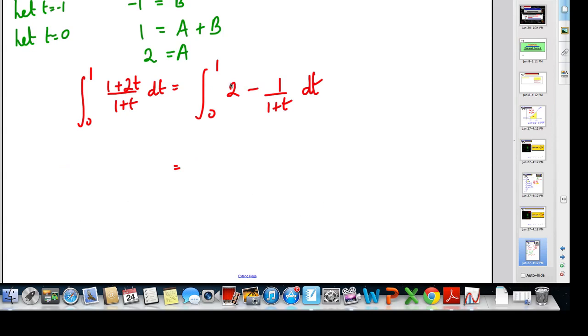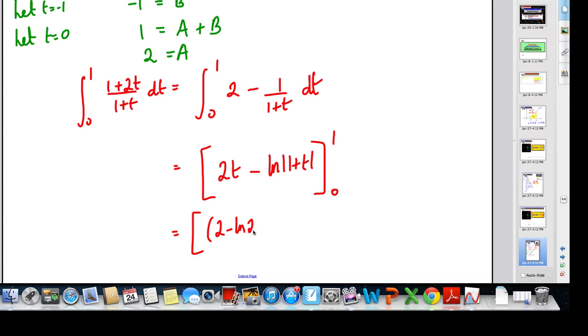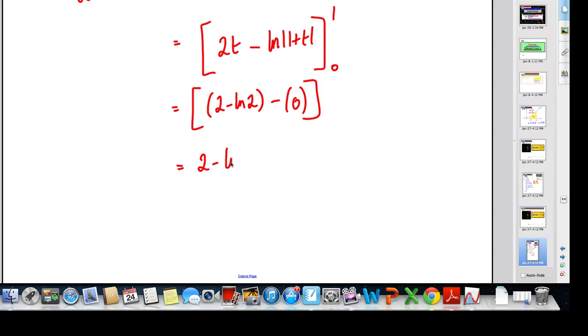I could integrate this. The integral of 2 would be 2t. So integrating this would be 2t minus, is the top the differential of the bottom? Yes, it is. So minus ln of 1 plus t between 0 and 1. Subbing in 1, I would get 2 minus ln 2. And subbing in 0, I would subtract 0 minus ln 1, which is 0. So my answer would be equal to 2 subtract ln 2, and that's my answer for the area in part A. So it's 2 subtract ln 2.